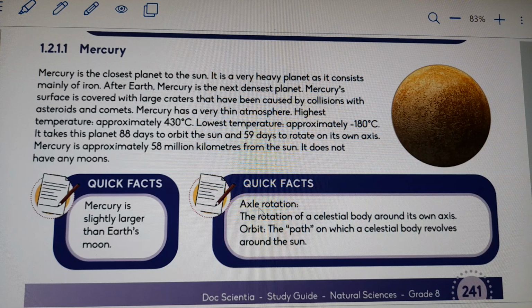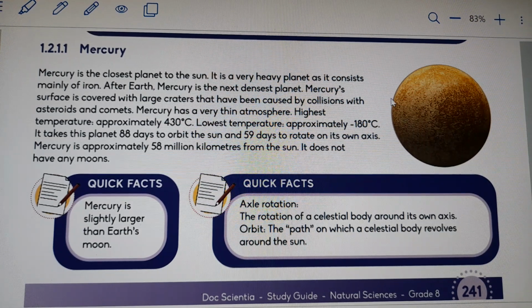Okay, and then the axis of rotation is the rotation of a celestial body around its own axis, and the orbit is the path on which a celestial body revolves around the sun. So you need to know these two definitions as well. Axis of rotation is the rotation of a celestial body around its own axis, and orbit is the path on which a celestial body revolves around the sun.